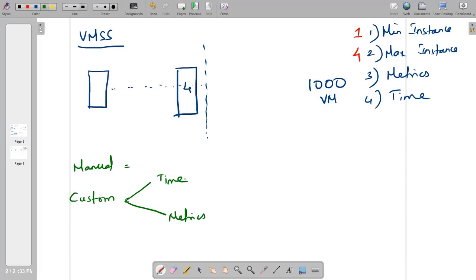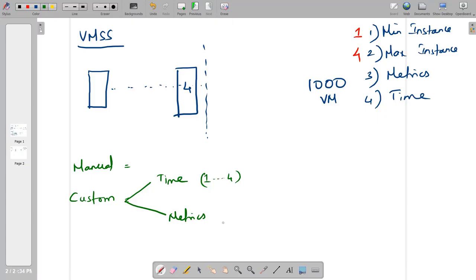Time bound: every Saturday, I have very good business, and only on Saturdays, I want my one virtual machine to scale up to 4 virtual machines. You can make it custom so that you don't have to log into your machine every Friday night and change. On the other hand, I don't have that type of requirement at all. I don't know when I am going to get maximum business. It may be today, or suddenly the next week, or continuously for 5 days I may not get business. In that case, the wise idea is to go for metrics related.